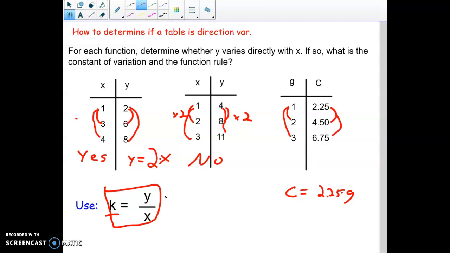And again, if you weren't sure, you could use the equation. If you divided a pair, like take that last pair, 675 divided by 3 gallons, you'll see that it's 225 per gallon, and that's your k, called your constant of variation.